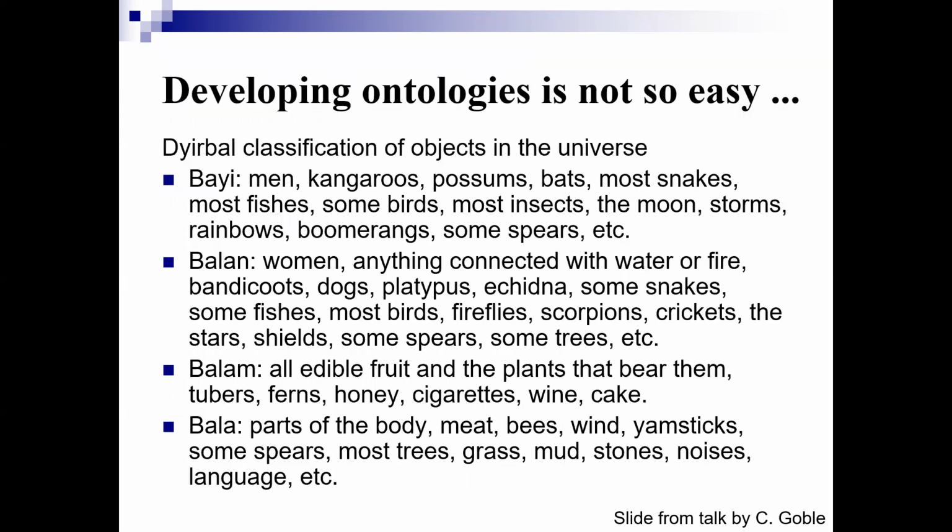Then classifications can be cultural dependent. Here's a classification in Dirirbal, a language spoken by Aboriginals in Queensland, Australia. When they say that something is bi, it can refer to man, kangaroos, possums, bats, most snakes, most fishes, some birds, and so on. Balan refers to women, anything connected with water or fire, bandicoots, dog, platypus, echidna, some snakes, but not the bi ones, some fishes, but not the bad ones, and so on.